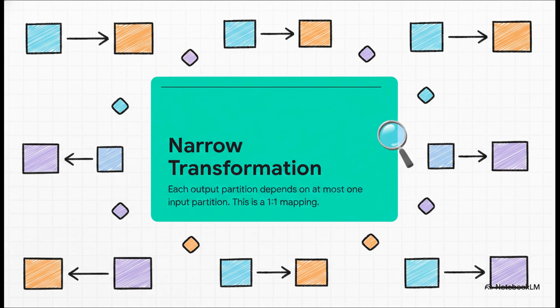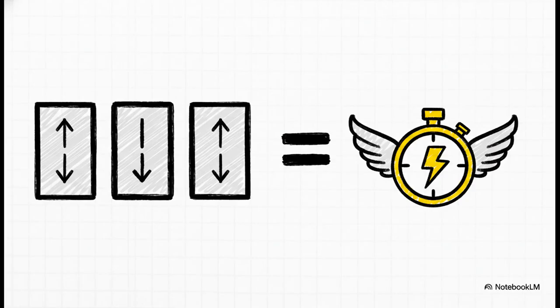So let's get a little more specific. A narrow transformation is any operation where each little chunk of your output data only needs to look at one little chunk of your input data. It's a clean, self-contained job. Each computer in your cluster can figure out its part of the answer all on its own, without having to talk to any of the other computers. And here it is, the magic formula. It's that simple. When there's no data being shuffled around, it means the entire operation can happen right there in the computer's memory. And that is what makes it so unbelievably fast.